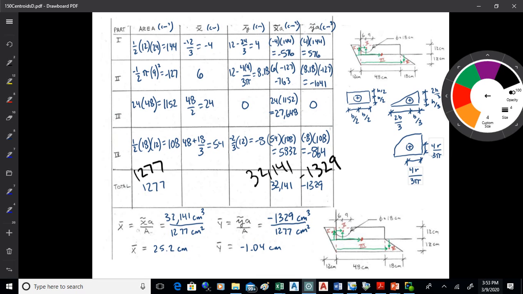Do you need to add your X's and Y's? I'm sorry, do I need to add my X's and Y's? No, you don't need to do that. Yeah, it doesn't get you anything.